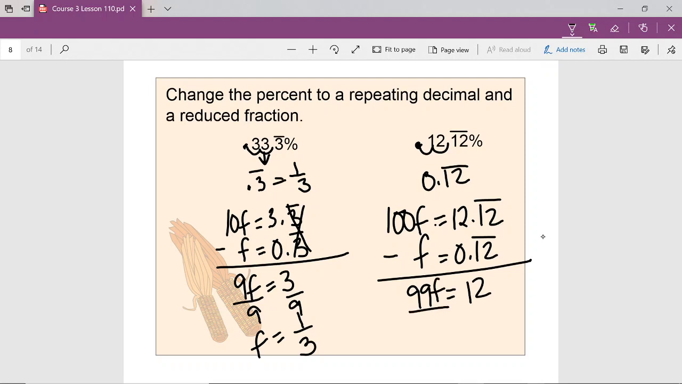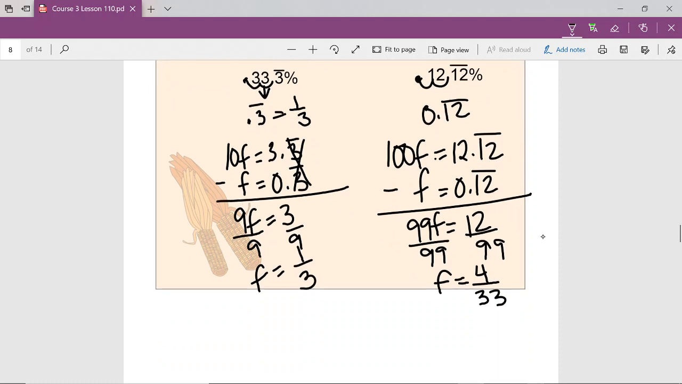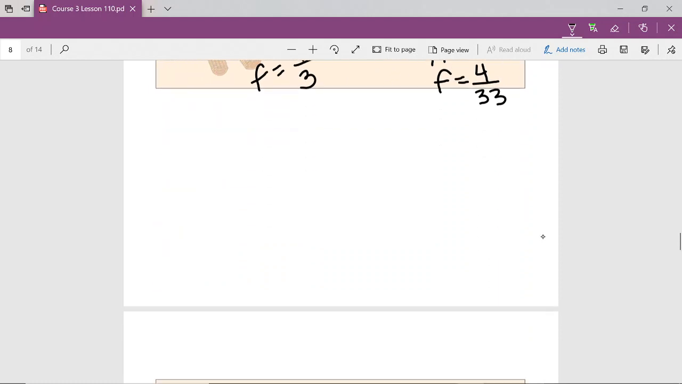99f equals 12, divide by 99, and I get f equals, well, I can reduce each of those by 3, so I get, let's see, 4 over 33, and that's all I can reduce it to. So 12.12 repeating percent is 4 over 33.